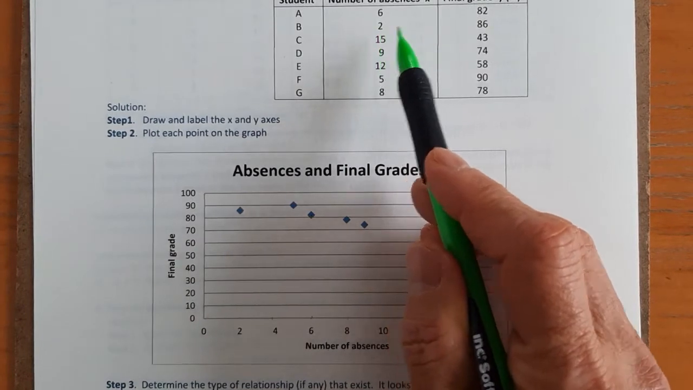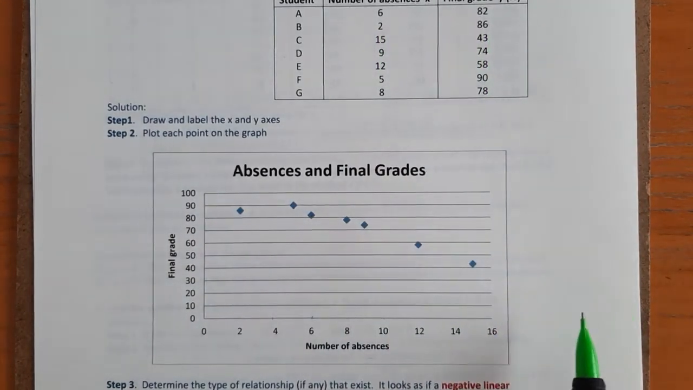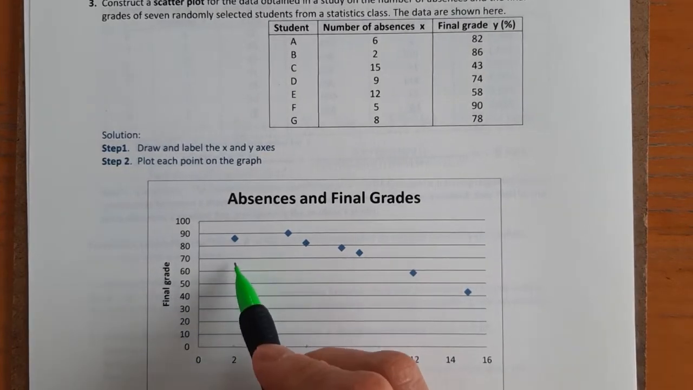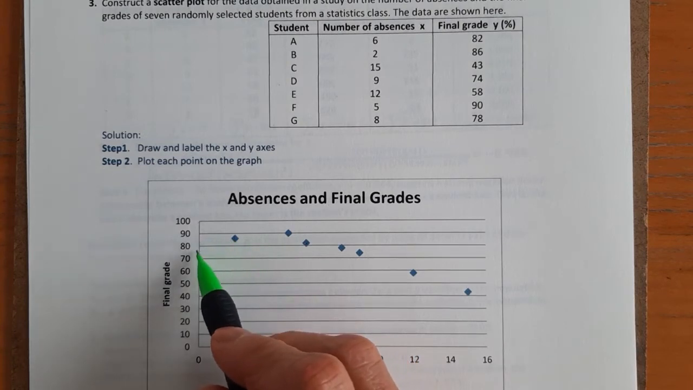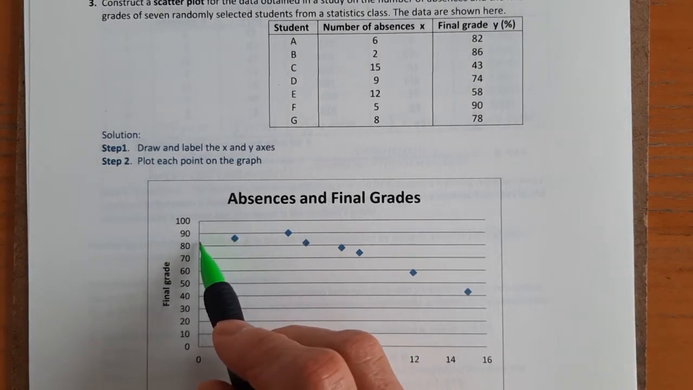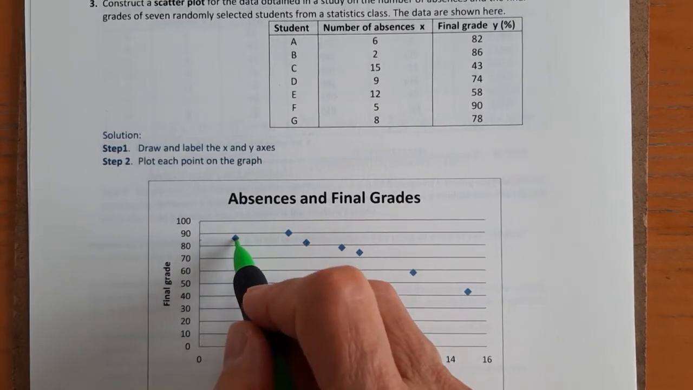Student B, 2, 86. So from X is 2, go up to 86. 86 is between 80 and 90, more than 85. So this point.